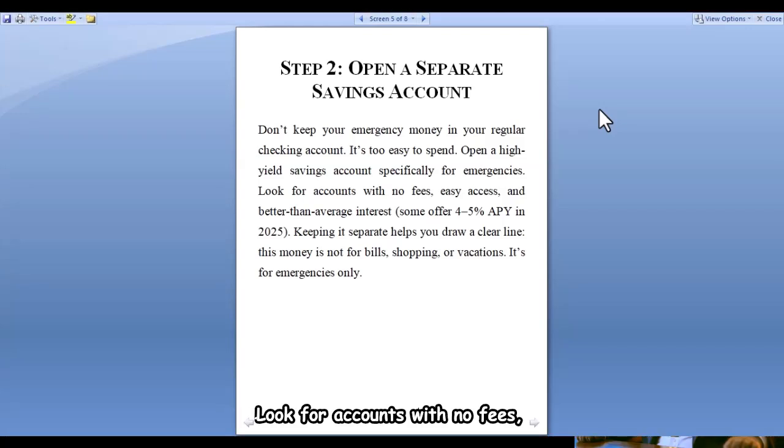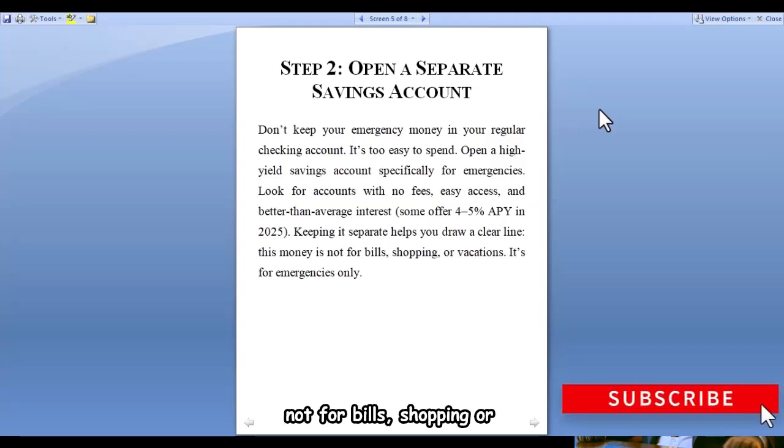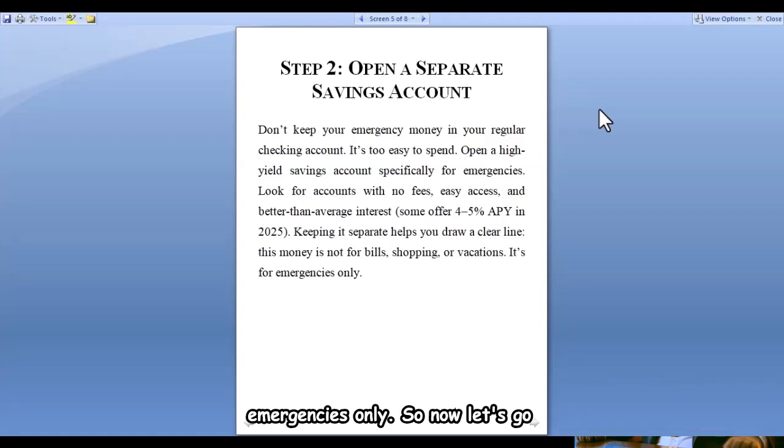Look for accounts with no fees, easy access, and better than average interest. Some offer 4 to 5% APY in 2025. Keep it separate, which helps you draw a clear line. This money is not for bills, shopping, or vacation. It's strictly for emergencies only.